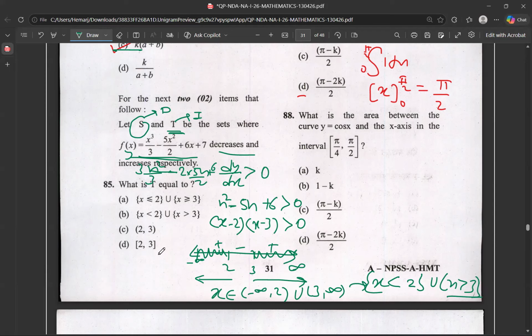So if you see in the options, it is option number B. x is less than 2 union x is greater than 3.